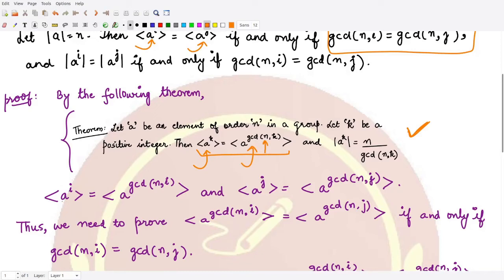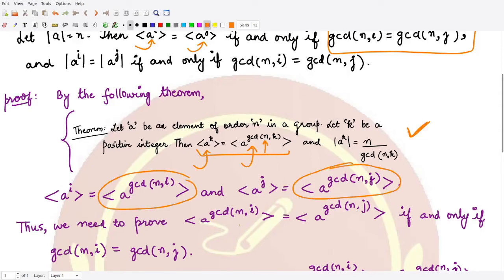Therefore, the subgroup generated by a to the power i is equal to the subgroup generated by a to the power GCD of n with i, right? And similarly, the subgroup generated by a to the power j is equal to the subgroup generated by a to the power GCD of n with j, according to the above theorem. So that means we have to prove that if these two things are equal to each other, then their GCDs are also equal.